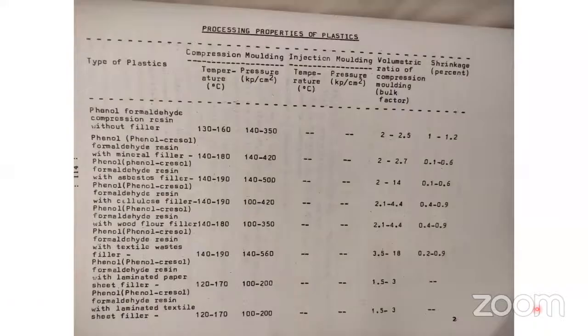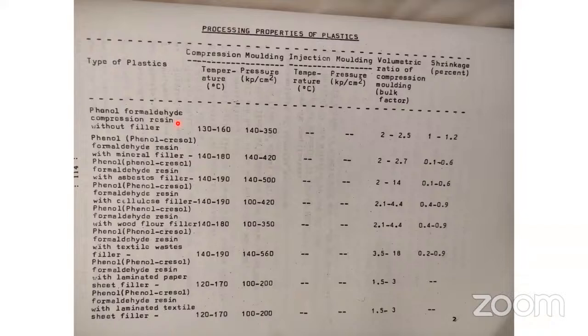We will proceed. Now, see the processing parameters. See, this slide shows different types of phenolic epoxy resins, and see the temperatures. Processing temperature, see now here. The processing temperature, the pressure required. See 350, 420. This is a virgin phenol formaldehyde, without filler, nothing. You are not adding anything.